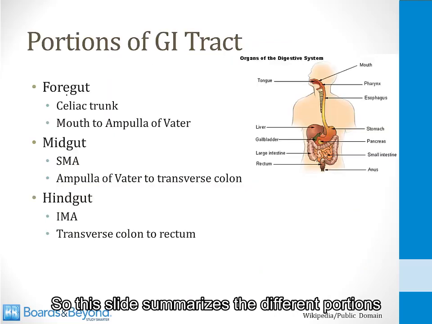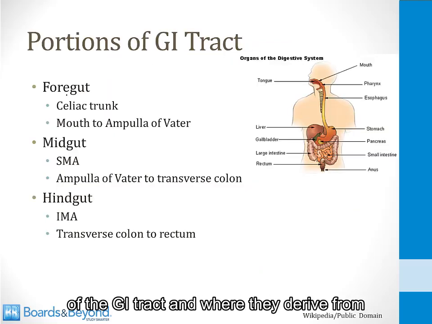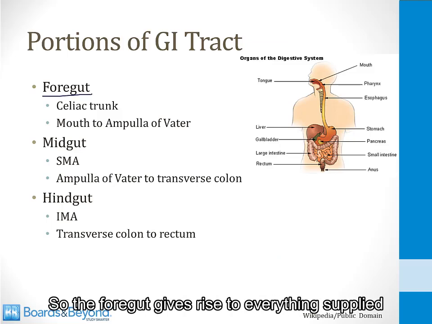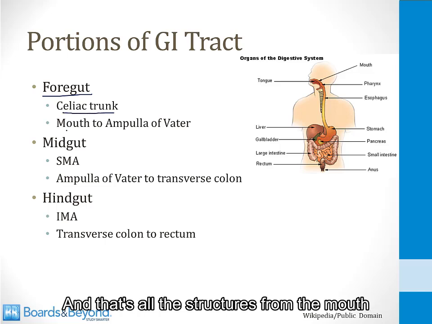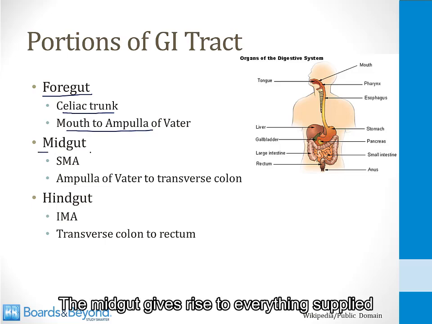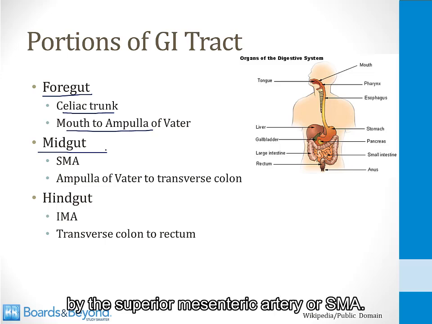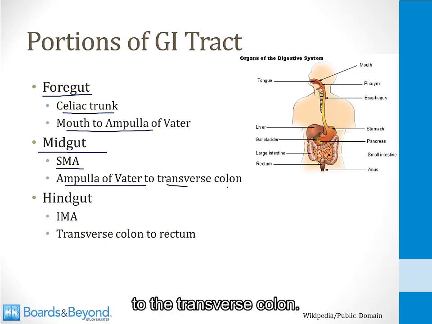So this slide summarizes the different portions of the GI tract and where they derive from in the developing embryo. The foregut gives rise to everything supplied by the celiac trunk, and that's all the structures from the mouth to the ampulla of Vater. The midgut gives rise to everything supplied by the superior mesenteric artery, or SMA. This is everything from the ampulla of Vater to the transverse colon.